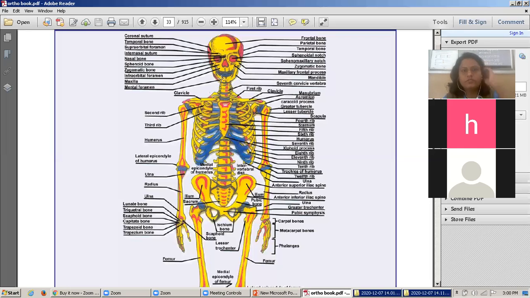Okay, so students, we can stop here now. In the next lecture, we will study the different types of bones and the next topic of orthopedics.